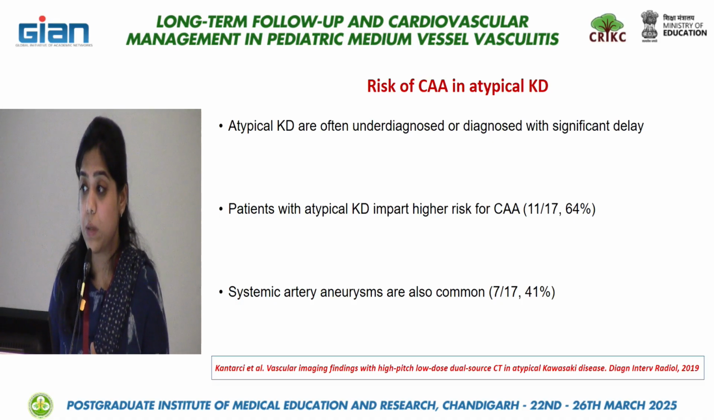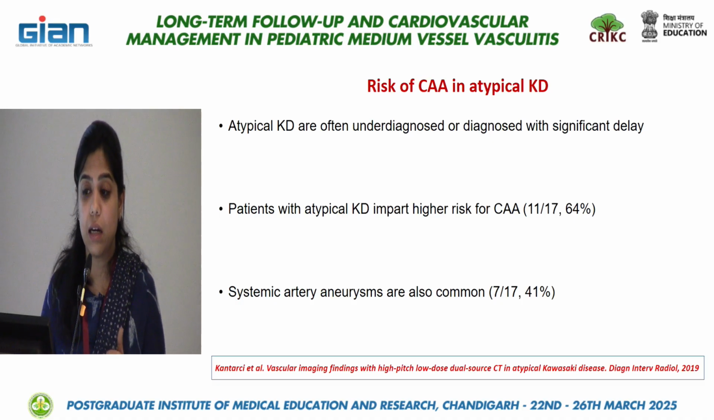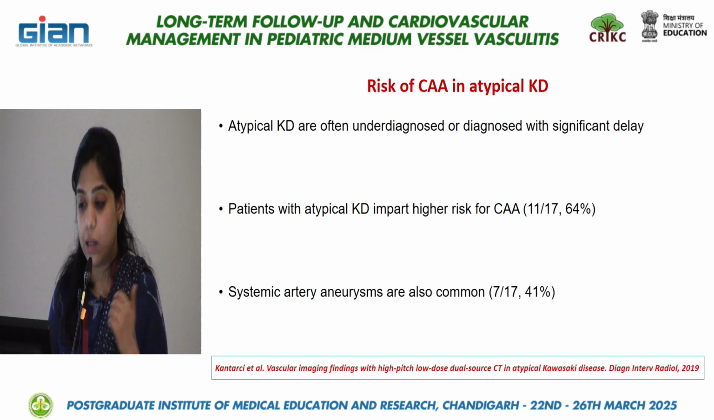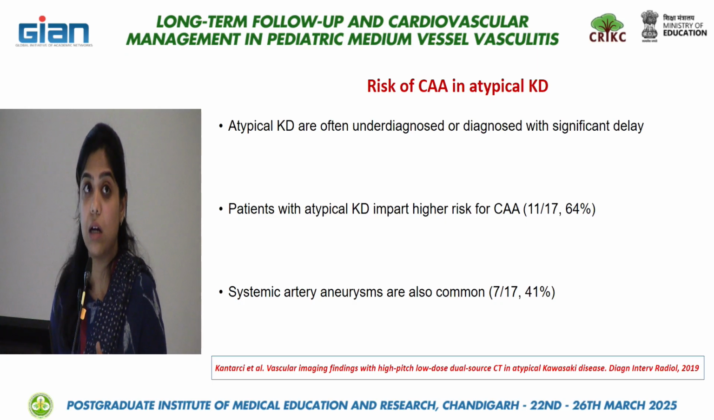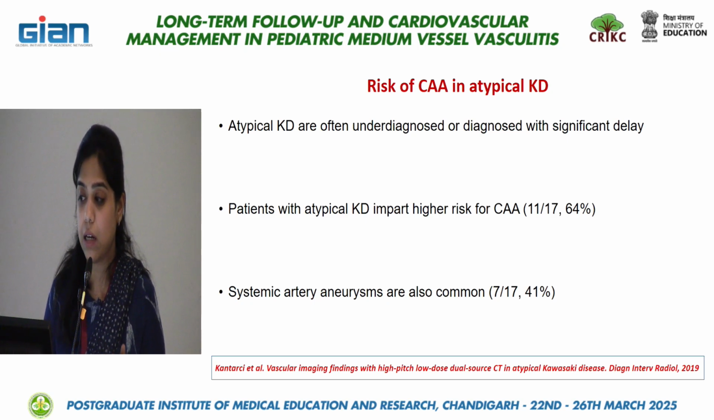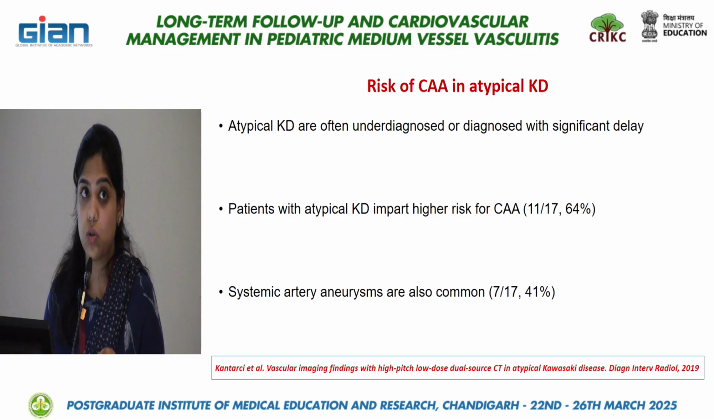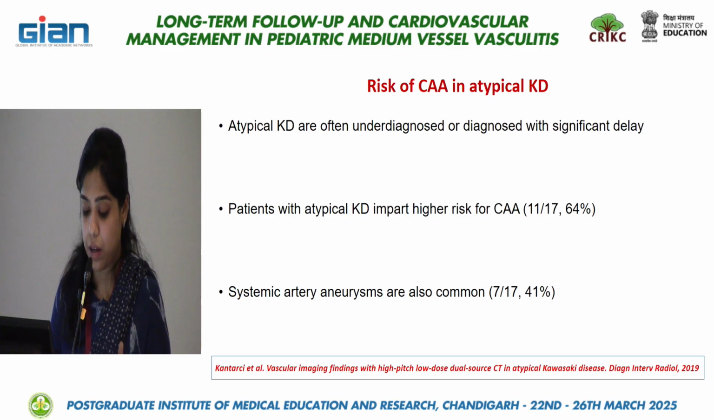So the next group is atypical KD. So atypical KD, why is it important? Because it is always difficult to diagnose KD at the onset, and there will be delay in the diagnosis, and these patients have high risk to develop coronary artery abnormality or IVIG resistance. So in this study, they have mentioned that in atypical KD, the CAA development is almost around 64%. So this is also one of the groups which needs intensified treatment.